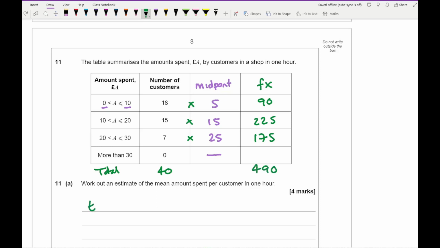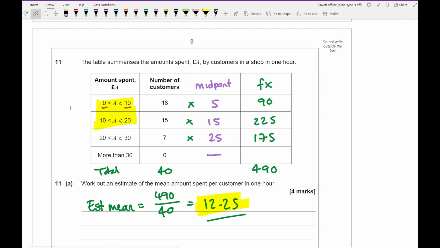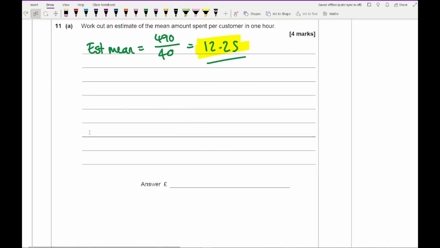So the estimated mean is going to be 490 over 40, which gives me an answer of 12.25. Now, does that answer look correct? Well, yes, it does, because the majority of the data is, again, within this group here, and as you can see, my estimated mean is quite close to 10, which is the most popular one, and so yeah, I would accept that as my final answer.